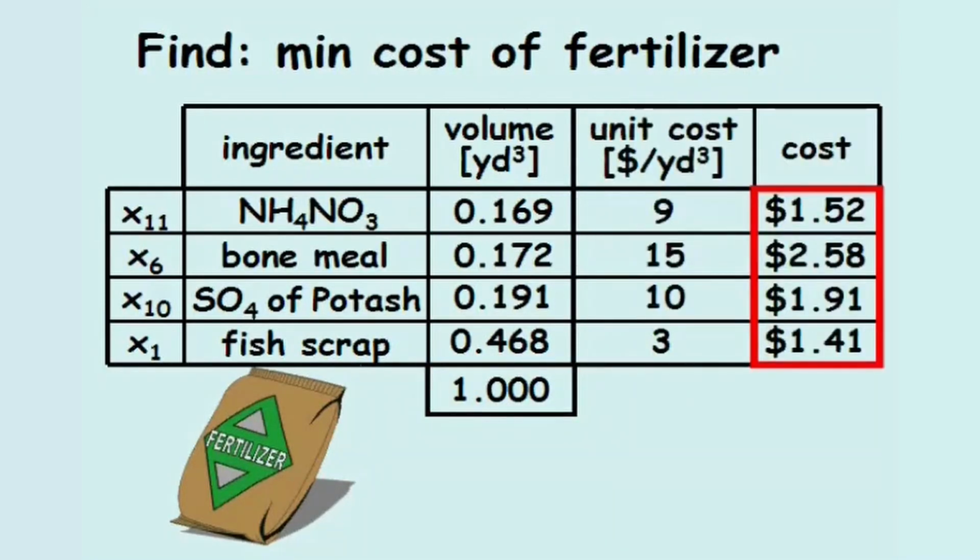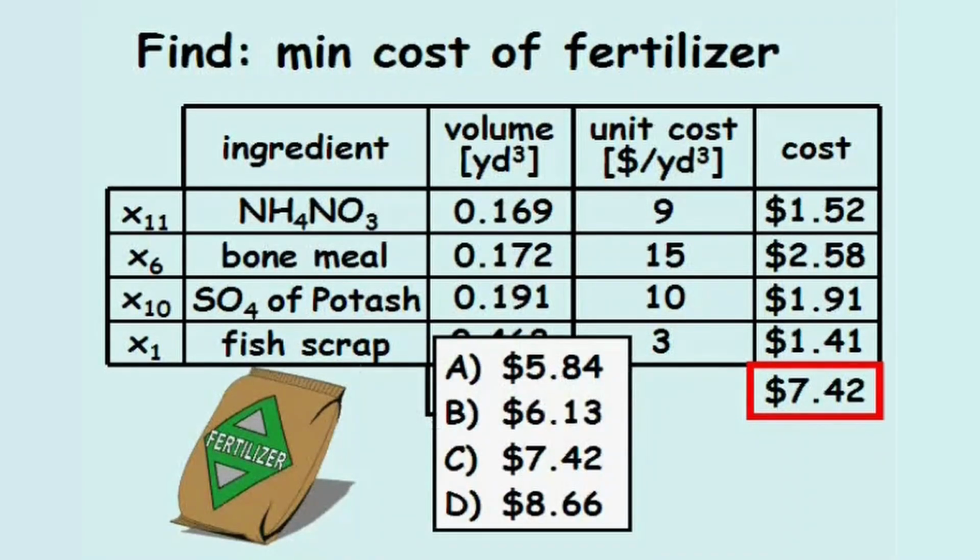Calculating the cost of each ingredient and then summing the ingredients, the minimum fertilizer cost per cubic yard is $7.42. When reviewing the possible solutions, the answer is C.